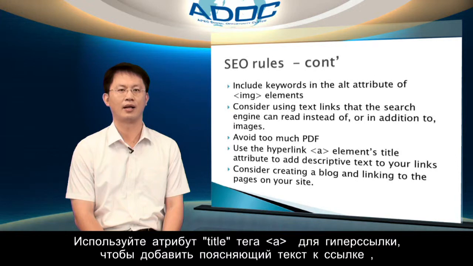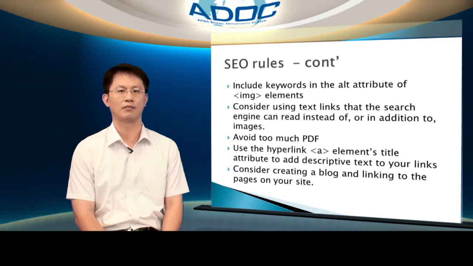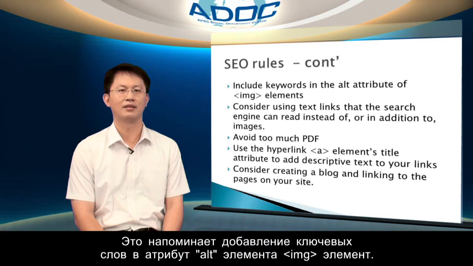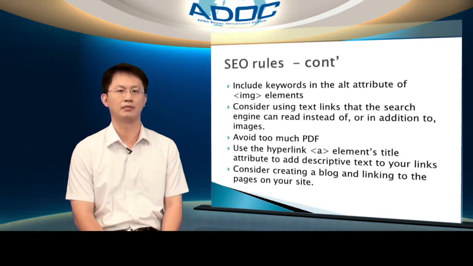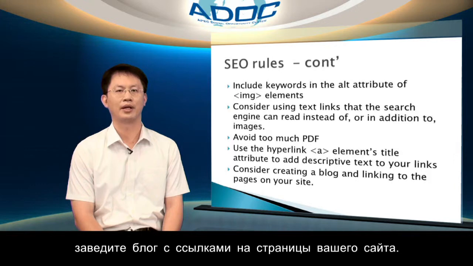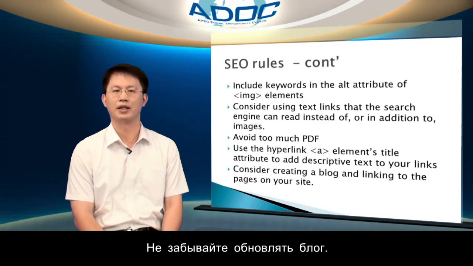Use the hyperlink a element's title attribute to add descriptive text to your links. And use keywords in those titles. That is like adding keywords to the alt attributes of an image element. To create links to your site that the search engine robot will see, consider creating a blog and linking to the pages on your site. And keep the blog up to date.